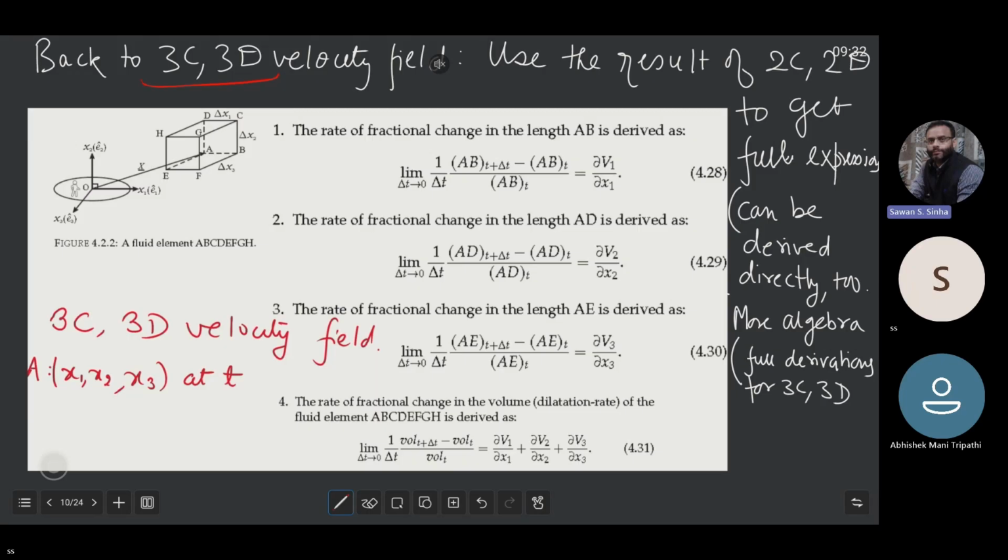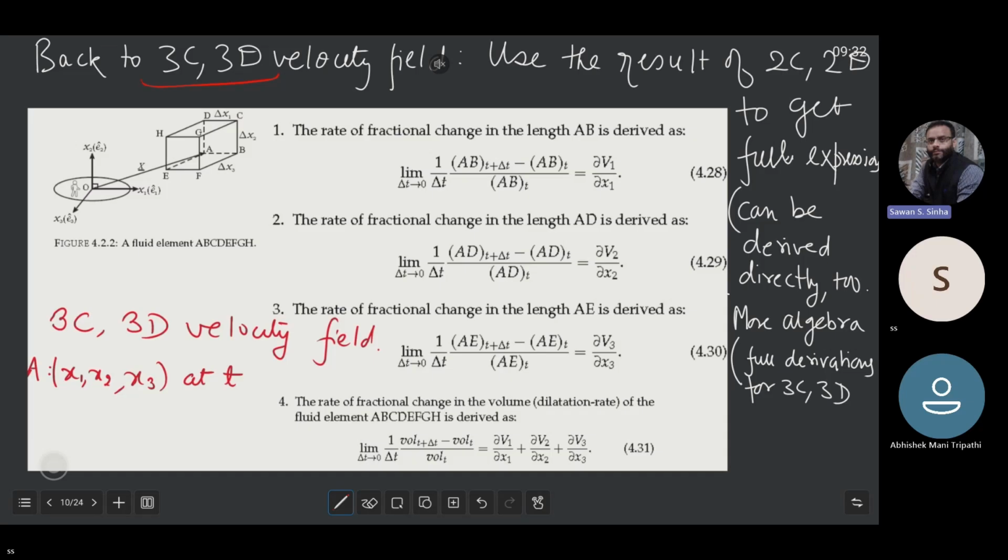First derive the 2C 2D case. We get an idea how it has been done, and then we say that if we do this in 3C 3D, the result I am presenting is what will come. All right. If you are curious, derive it yourself, but that will not be part of any exam. I will not ask you the 3C 3D derivation. Just too much algebra. So I'm going to use whatever results I had for 2C 2D and extend them to 3C 3D. Let's see how things turn out to be.